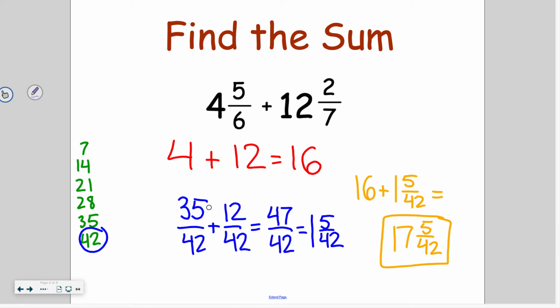5 times 7, which is 35. On the second, we do 7 times 6, which is 42. 2 times 6, which is 12. Adding it up gives me 47 out of 42, or 1 and 5/42. When I add that all together, we get a final answer of 17 and 5/42.